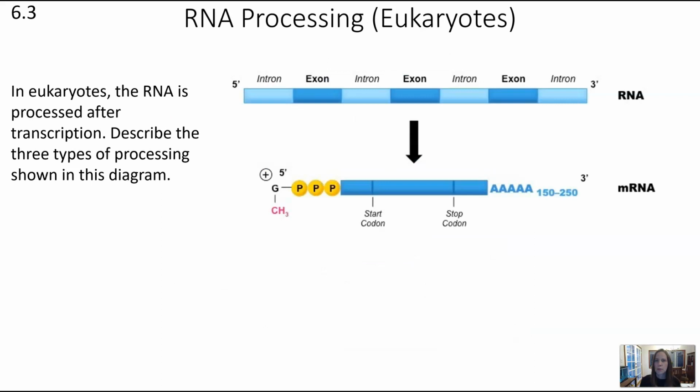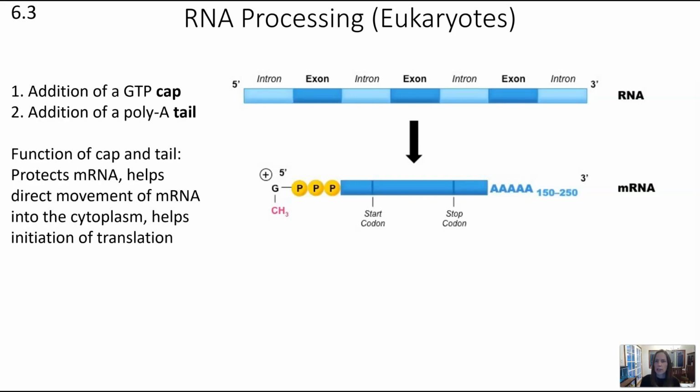After transcription is completed, in eukaryotes we have a process called RNA processing. In prokaryotes, this doesn't happen, and the RNA just goes on to translation. But in eukaryotes, the RNA is processed. Take a look at this diagram and figure out if you can find the three ways in which RNA is processed.